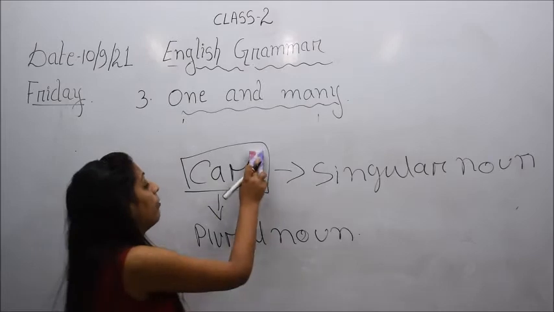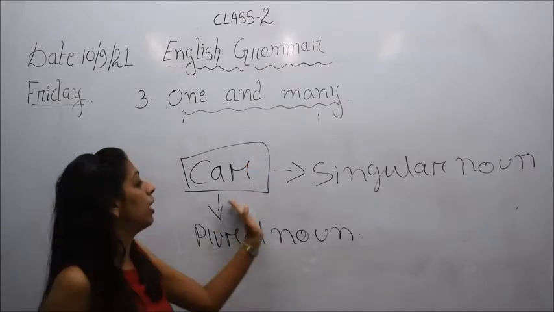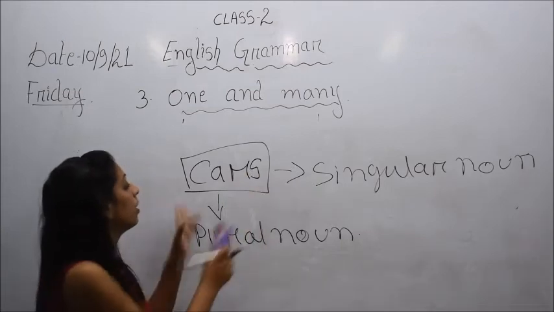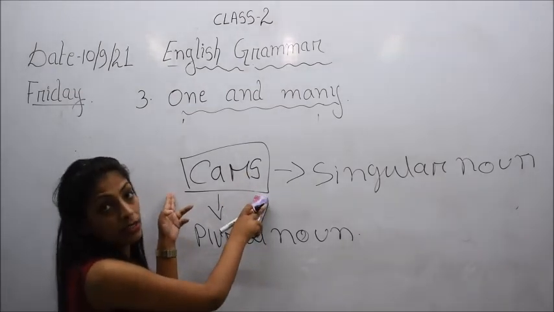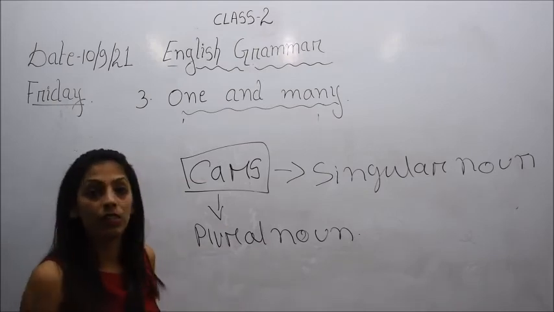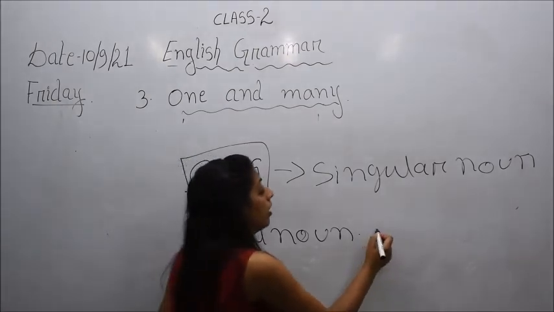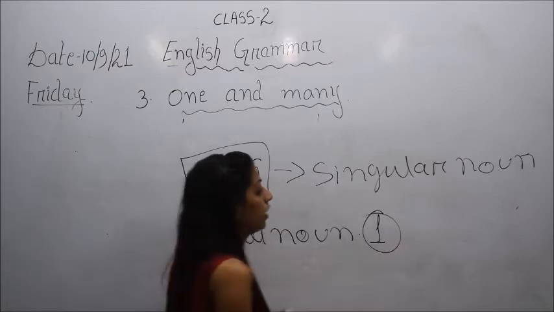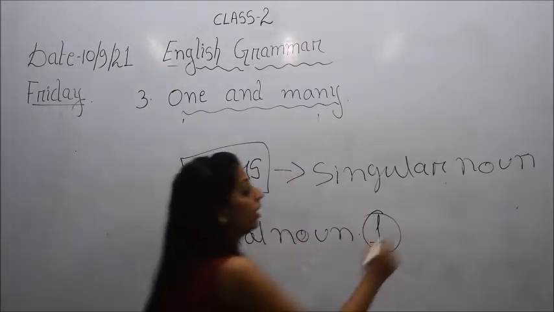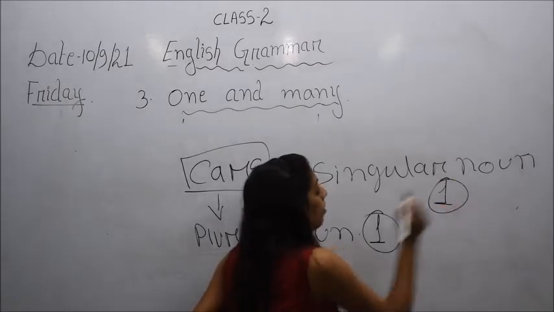If I would not have added s, then it would have been a singular noun, but since I have added s to it, this car has now become a plural noun. And what is a plural noun? It tells you that there is something more than one. And a singular noun tells you that something is only one in number.